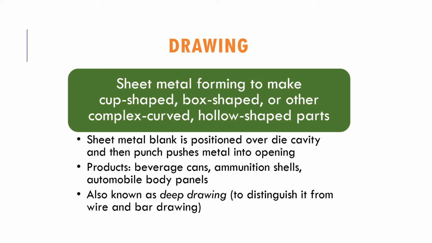In this sheet metal forming process, the sheet metal blank is positioned over a die opening, and then it will be punched or pushed towards the die opening. The products that usually use this process are beverage cans, ammunition shells, automotive part panels, and many more. This process is also known as deep drawing, to distinguish it from the wire and bar drawing so that people will not get confused on the processes.